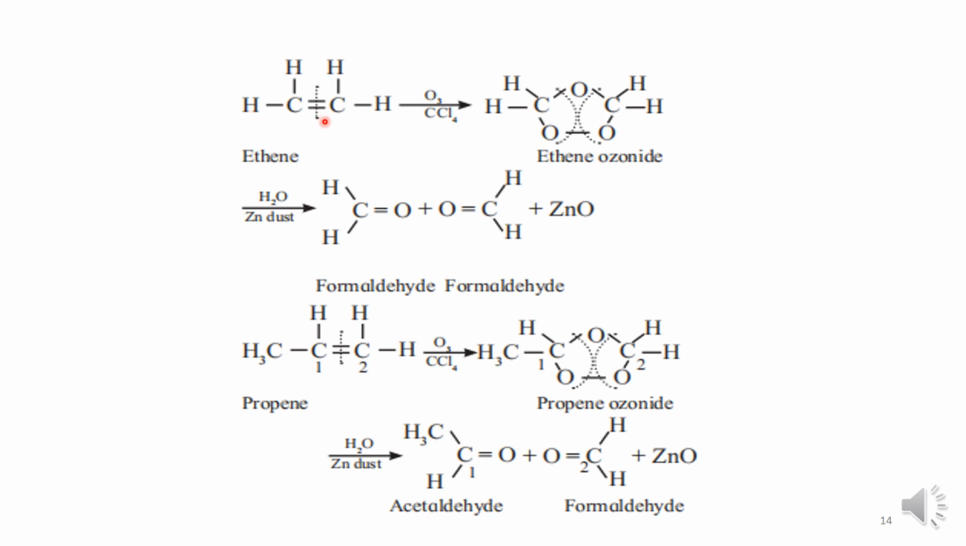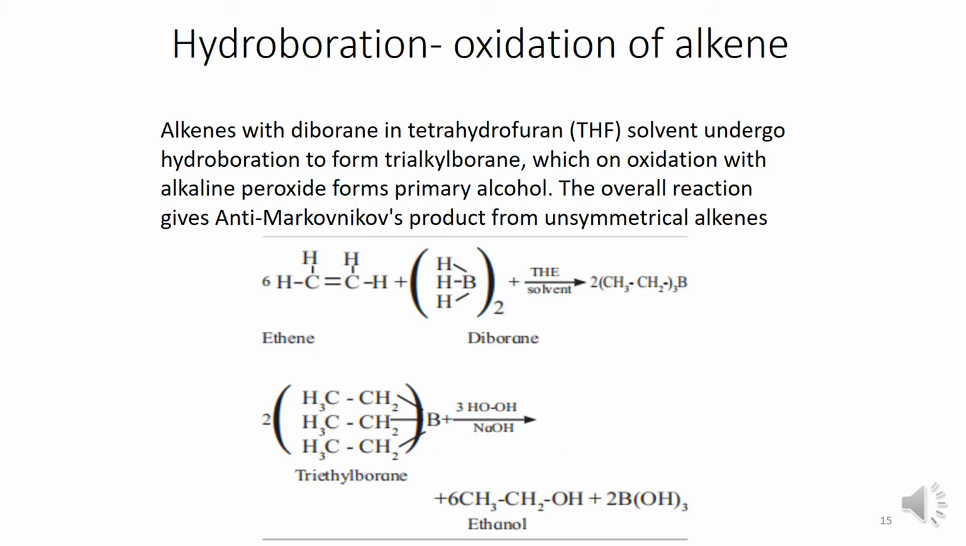Similarly, if we take ethene, on addition of ozone in carbon tetrachloride solution, we get ethene ozonide, and on further reaction with water and zinc dust, we get formaldehyde and zinc oxide. This is the same reaction which we have seen earlier. Propene with ozone gives propene ozonide. On further reaction with zinc and water, we get acetaldehyde and formaldehyde, along with zinc oxide.